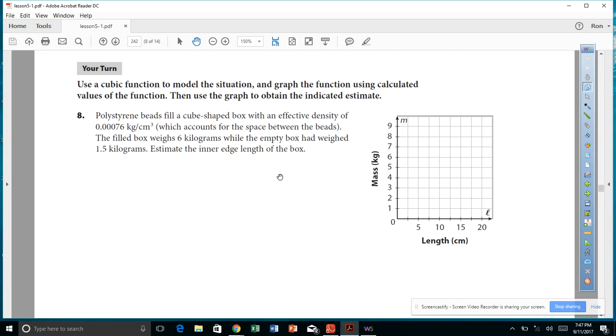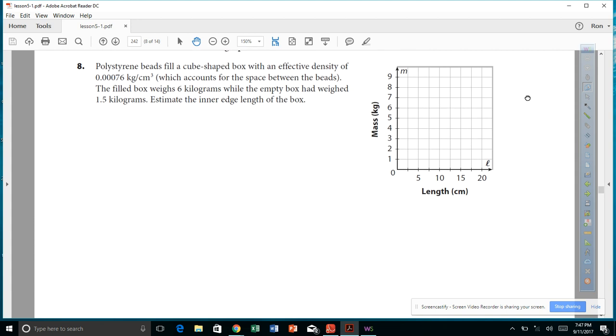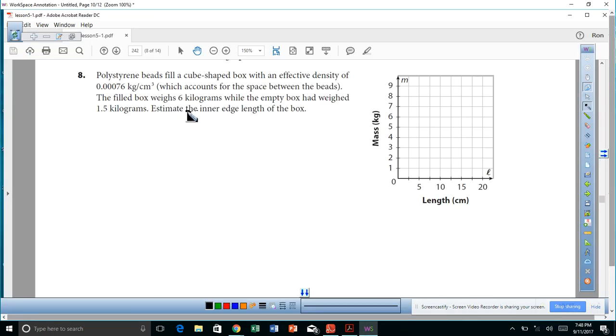Your turn. Use a cubic function to model the situation and graph the function using calculated values of the function. Then use the graph to obtain an indicated estimate. Polystyrene beads fill a cube-shaped box with an effective density of 0.00076 kilograms per cubic centimeter, which accounts for the space between the beads. The filled box weighs 6 kilograms, while the empty box weighs 1.5 kilograms. Estimate the inner edge length of the box.